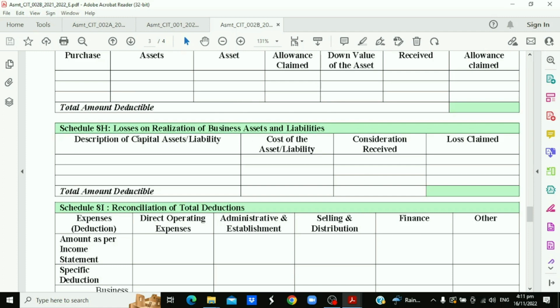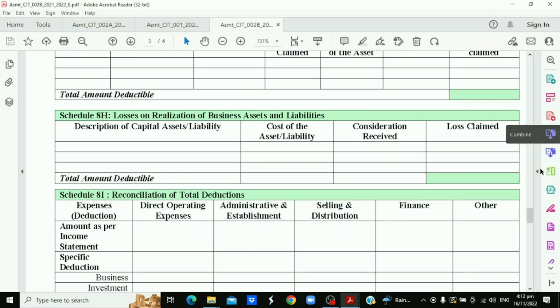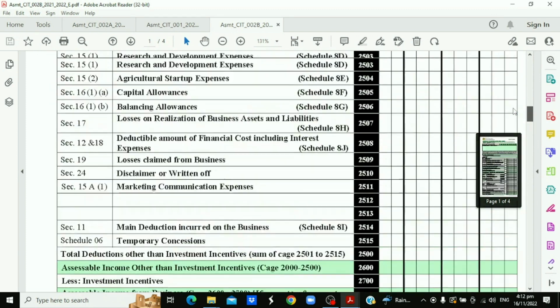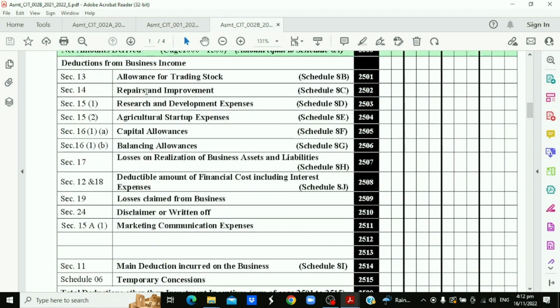Then the description of the asset we can take, then the cost of the asset and considerations, and ultimately we can identify the loss claim from this particular asset disposal, right? We can take the total amount. This total amount should be included in the business income computation, right? Then if you just see the main computation, right, all the sections we complete up to this point.